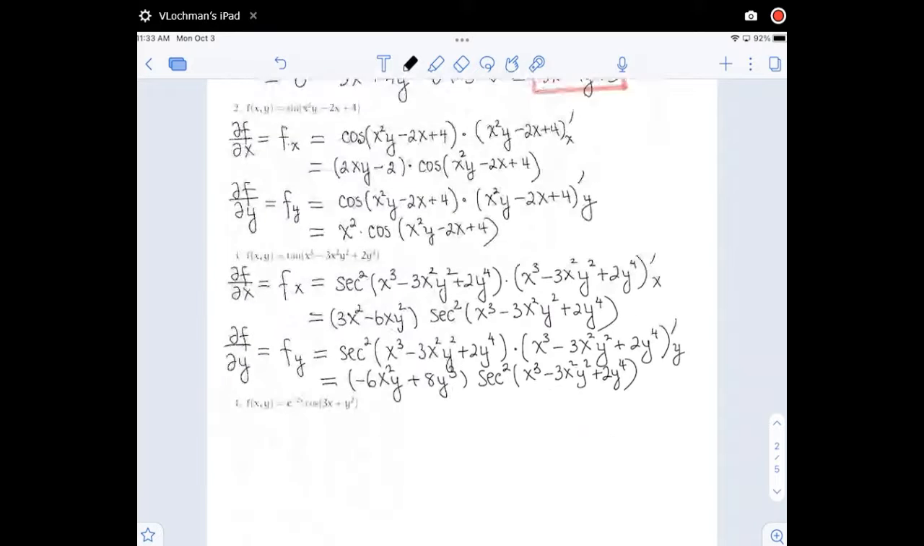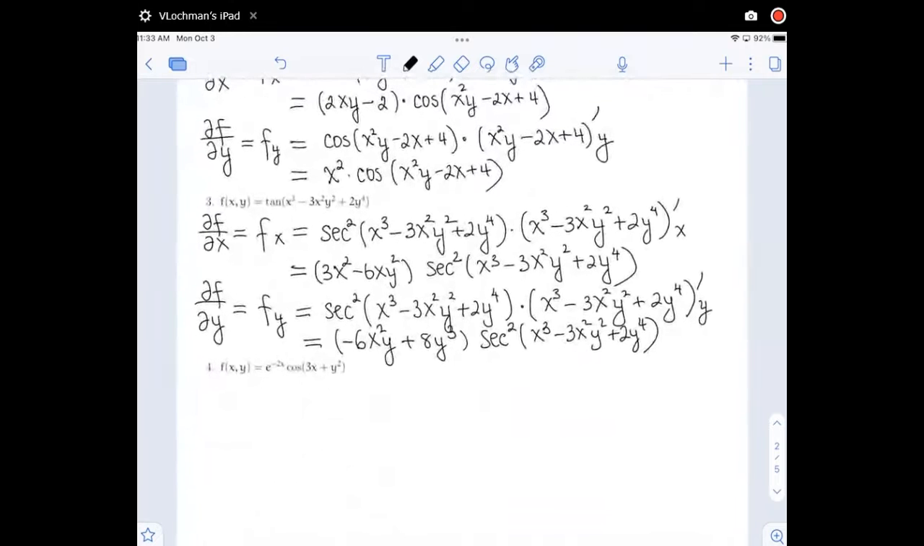Okay, all right, one more before we look at a different flavor of these problems. Okay, so now we have a product. We have e to the power negative 2x times cosine of 3x plus y squared. So let's go ahead and compute these partials, df dx. Okay, now I've got to be careful because I have a product of two functions where x is a variable, right? So let me go ahead and write this out.